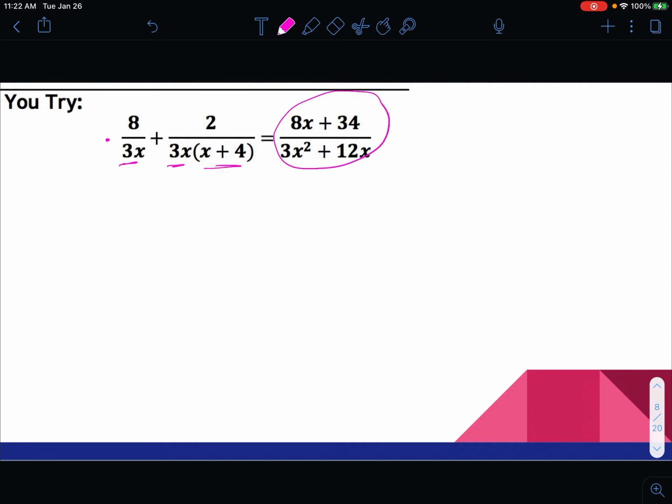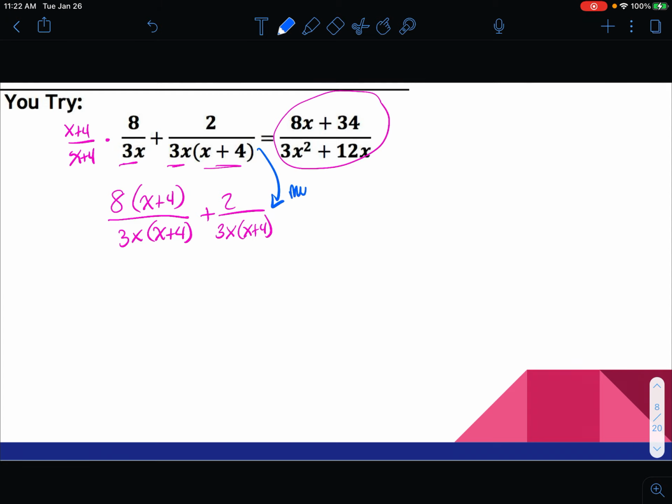In order to add or subtract fractions, we must have a common denominator. So I am going to go ahead and create that by multiplying by 1. So 8 times the quantity x plus 4 over 3x times the quantity x plus 4 plus, I'm just going to bring that fraction right on down. Okay, and then again, my reason, how did I make it look like this? I just multiply by 1. That's it. It's a fancy number 1. Anything over itself is 1.